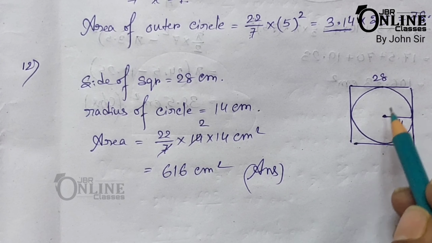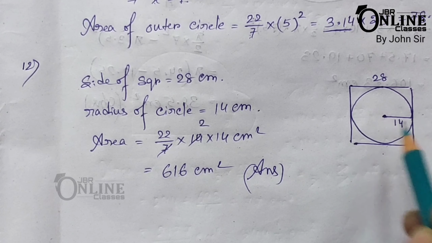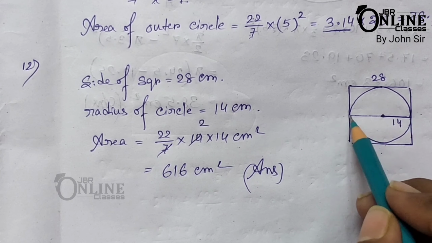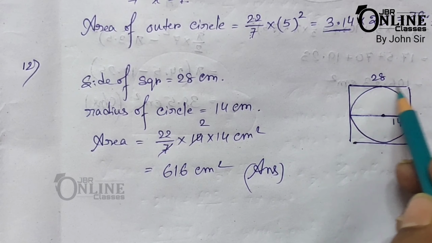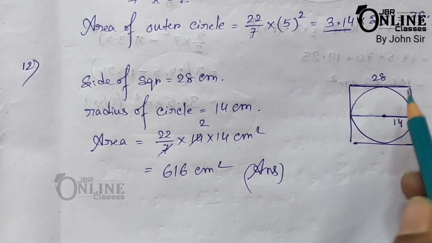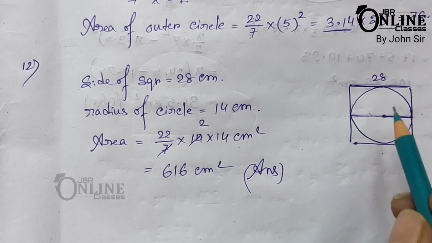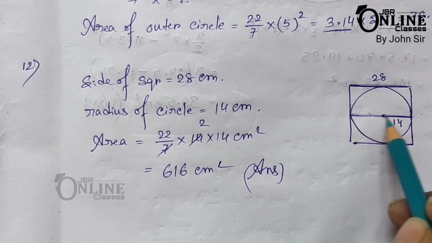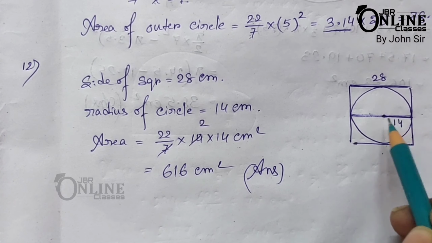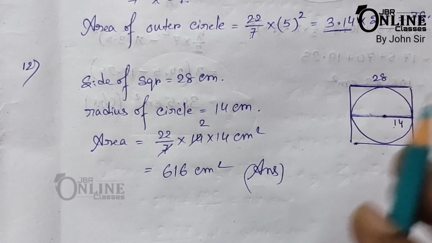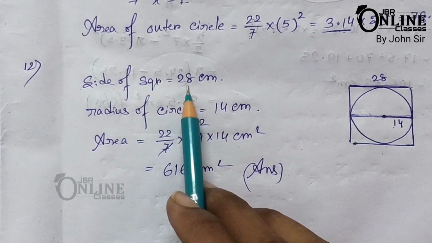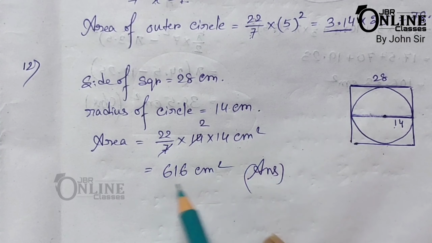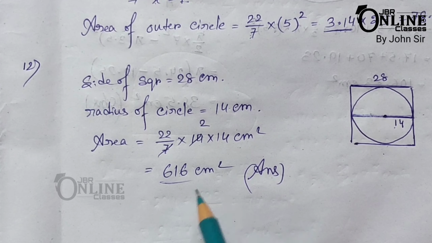Now always remember that if a circle is drawn inside a square, that means the diameter of the circle will be equal to the side of the square. So here the diameter of the circle equal to 28, then radius equal to 14. That is the main thing. So here side of the square equal to 28, radius equal to 14. Now you can easily find out the area of that circle, and that equal to 616 centimeter square.